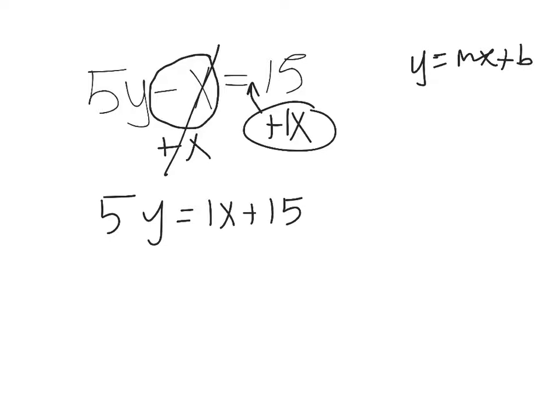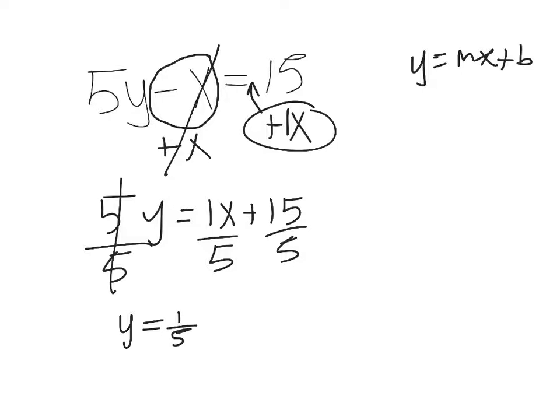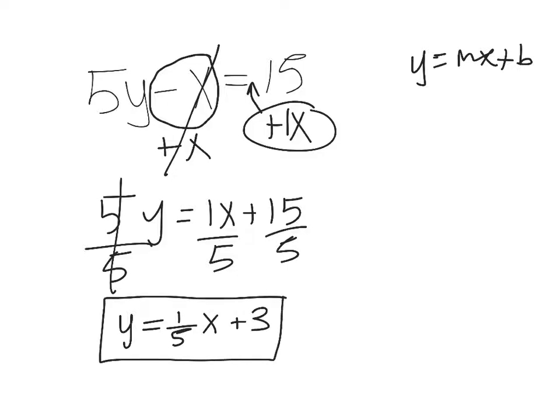And now all I need to do is get y by itself. I'm going to do this by dividing by 5 to each term on both sides of the equation. 5 divided by 5 cancels out, and I'm left with y equals 1 over 5 x plus 15 divided by 5 is 3. So we can see our slope and our y-intercept. Good.